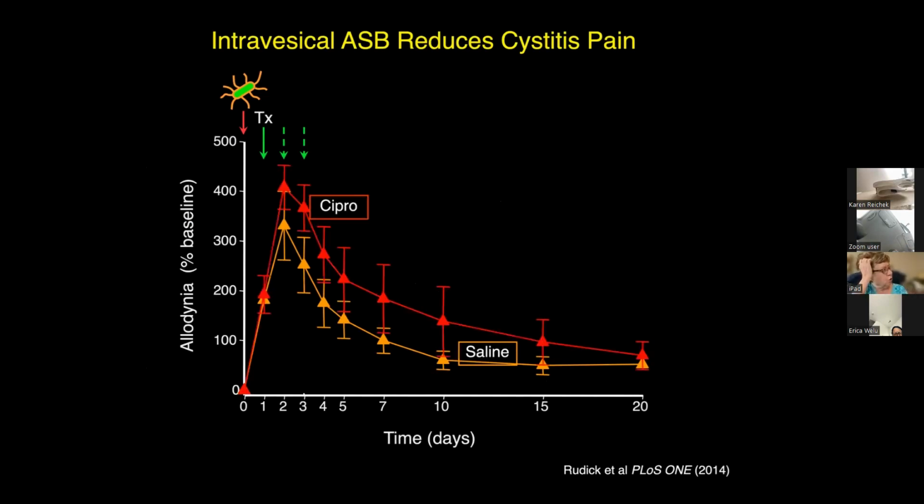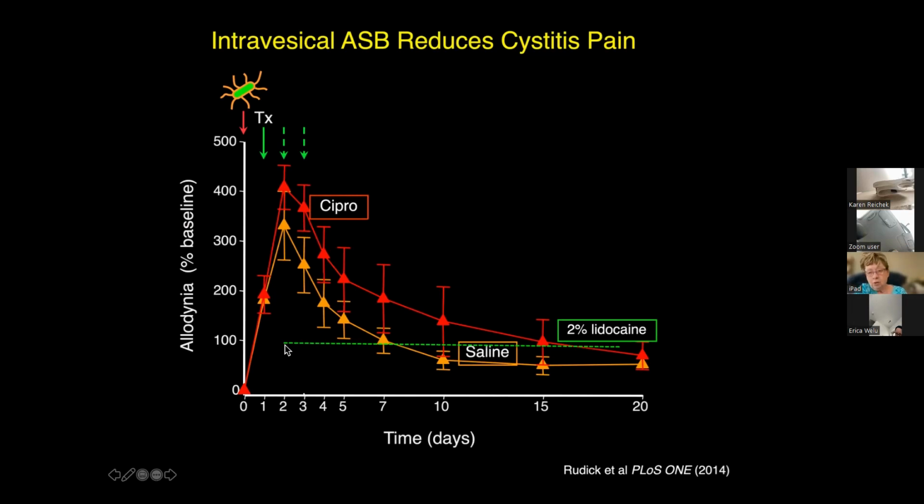When we give ciprofloxacin, the standard antibiotic for UTI, it also does not affect the pain. It's because the pain stimulus has already happened, all right? It doesn't mean mice, you can't treat their pain, because if we put 2% lidocaine into the bladder at the peak of their pain, it drops it by about 70%.